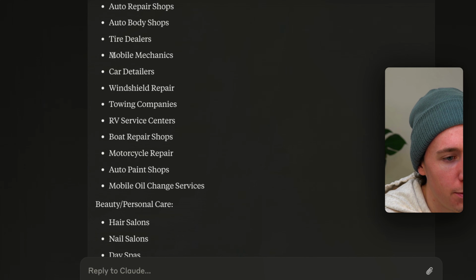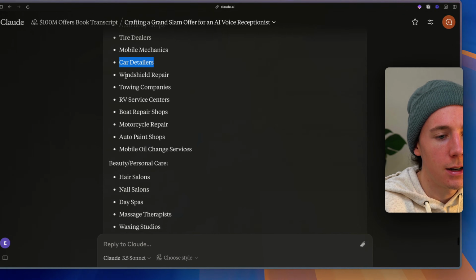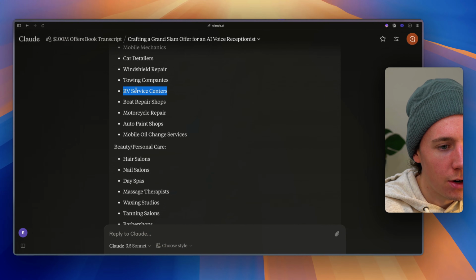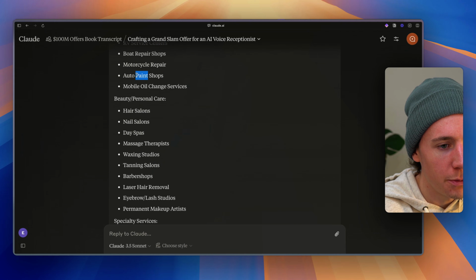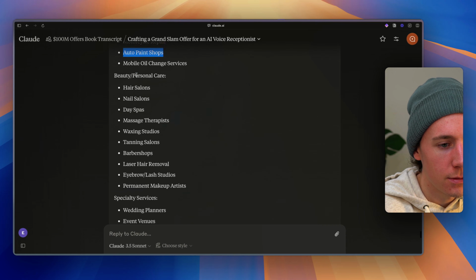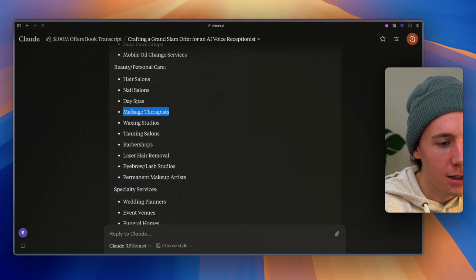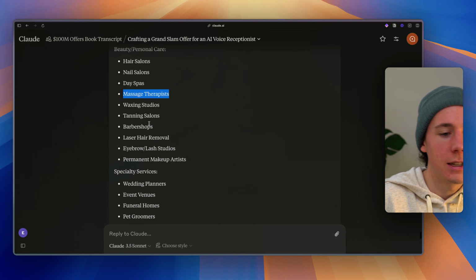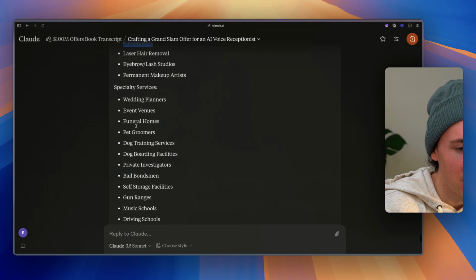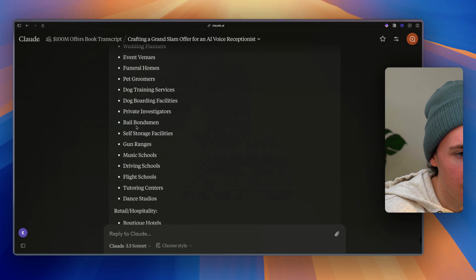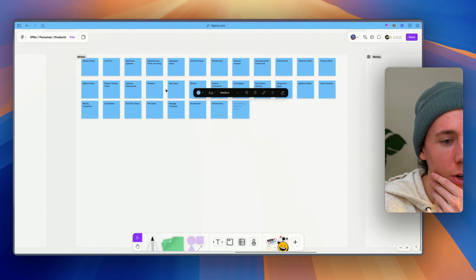auto repair, auto body shops, tire dealers, car detailers, windshield repair, towing companies, RV service centers, auto paint shops, hair salons, massage therapists, literally any company that's getting inbound calls consistently, they have to schedule, that's who we're going after. So let's say like pet groomers. Damn, we could literally target so many.